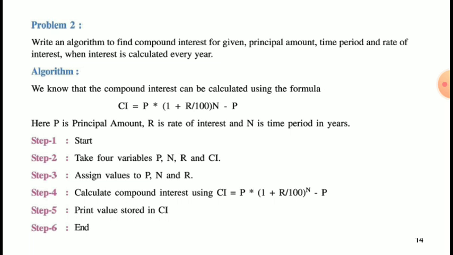So step number 1 is start, and step number 2, take 4 variables P, N, R and CI. Step number 3, assign values to P, N and R. Step number 4, calculate compound interest using CI equals P into (1 plus R divided by 100) to the power N, minus P. Step number 5, print the value stored in CI. And step number 6, that is the end.